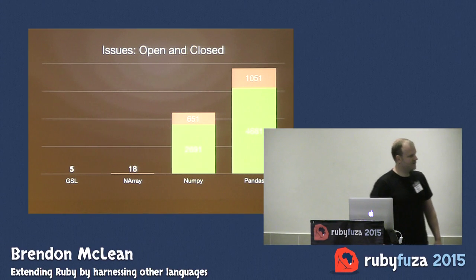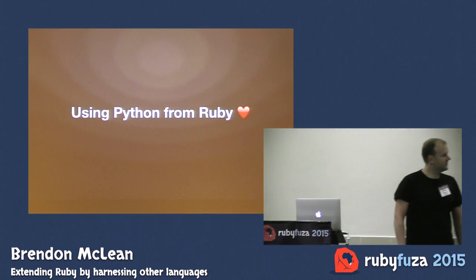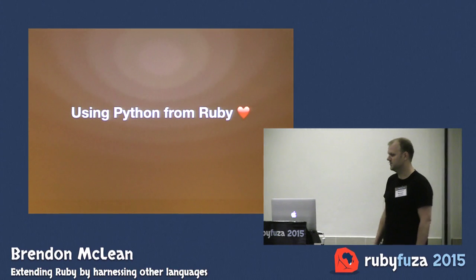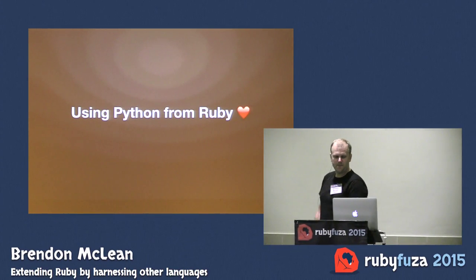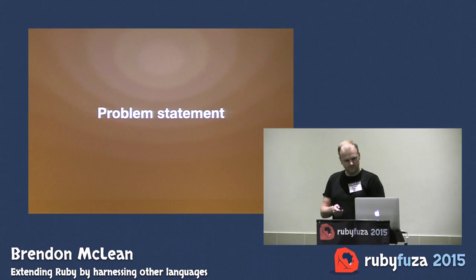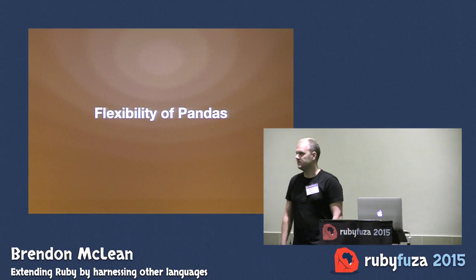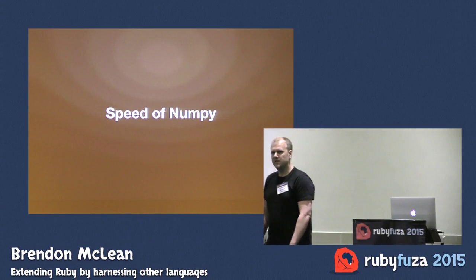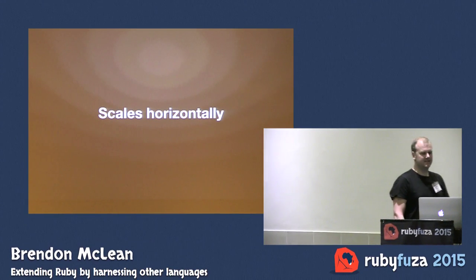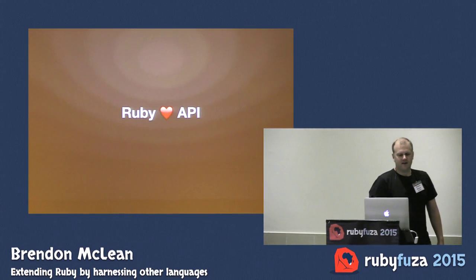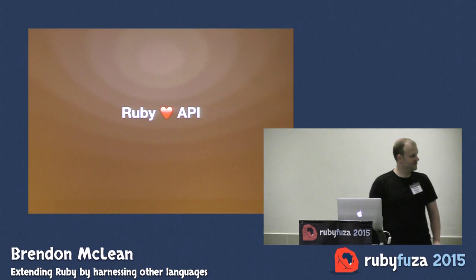So this brings us to how can I use this stuff in Ruby? Because it's stuck in Python. That's pretty inconvenient, because we heart Ruby. So basically, the problem is how can I get the flexibility of Pandas and the speed of NumPy? I want to be able to scale horizontally. But I want a cool Ruby API into this whole thing. I don't want to be writing stuff in C.